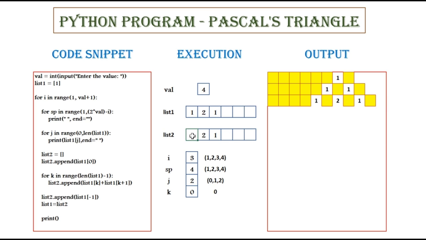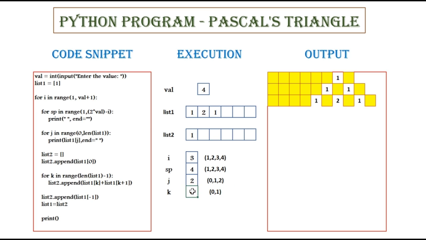List 2 equal to blank. So the contents are now deleted. List 2 dot append list 1 of 0. List 1 of 0 is 1. So I'm going to first append 1 to this list 2. For k in range of len of list 1. So length of list 1 is 3 and 3 minus 1 is 2. So k is going to be 0 and 1 because it's going to ignore the last value.